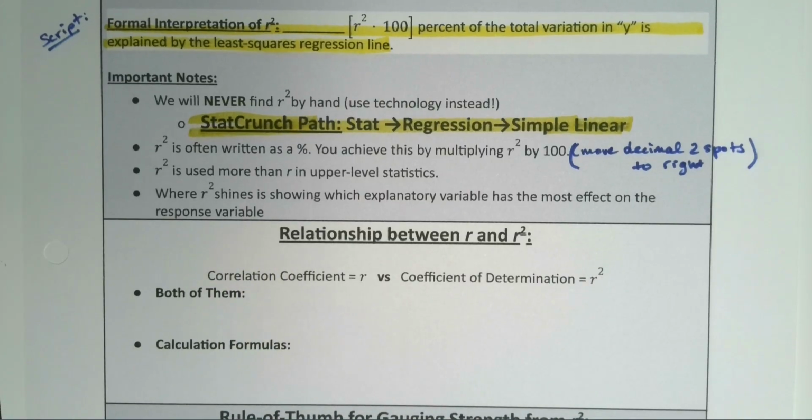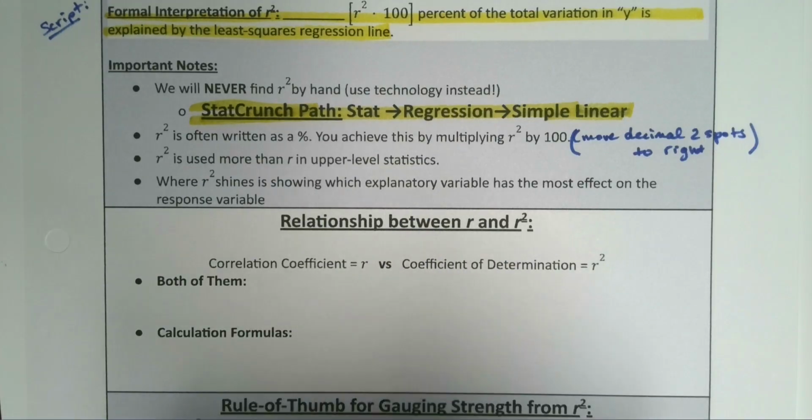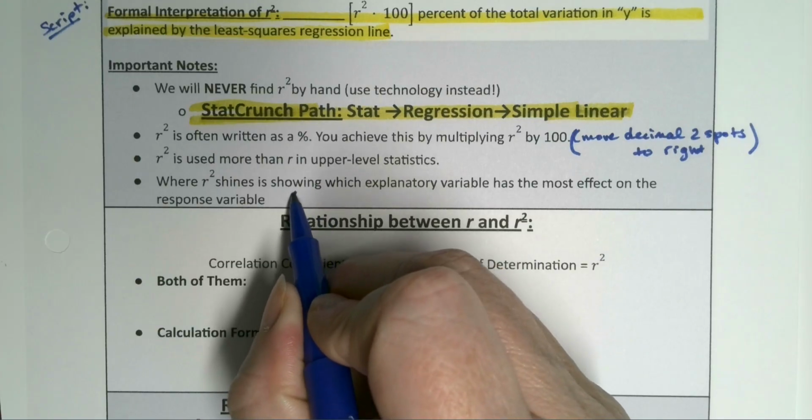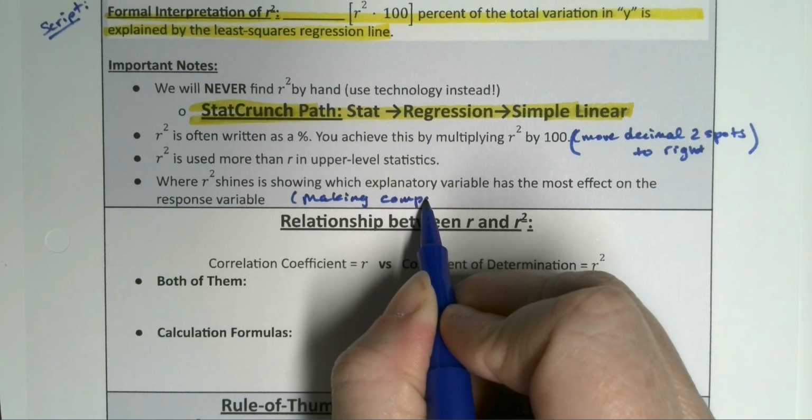It's used more in upper level statistics, so you're just seeing it now in this one section, so you are more familiar with it if you run into it in some other course. And it's really great when you want to compare. That's where r squared really shines, in which explanatory variable has the most effect. In other words, when we're making comparisons for different models.